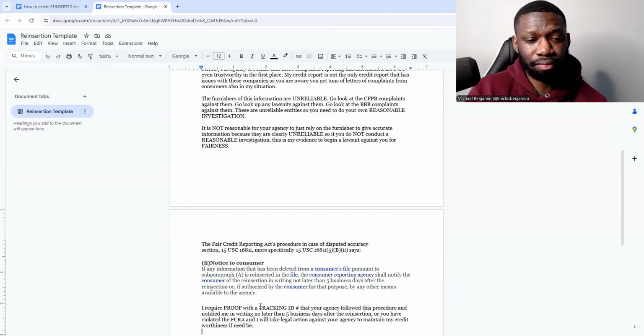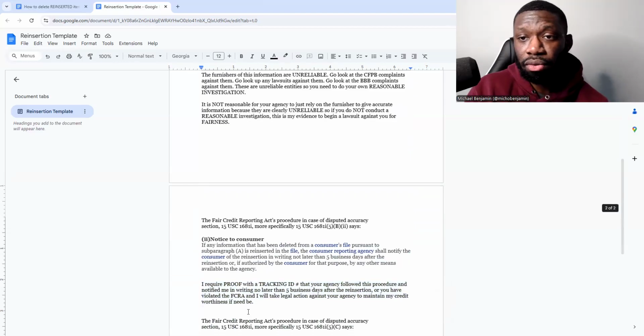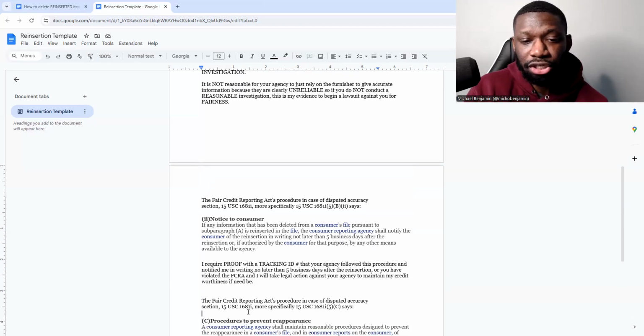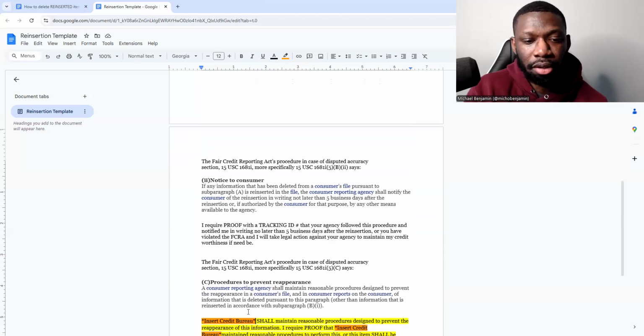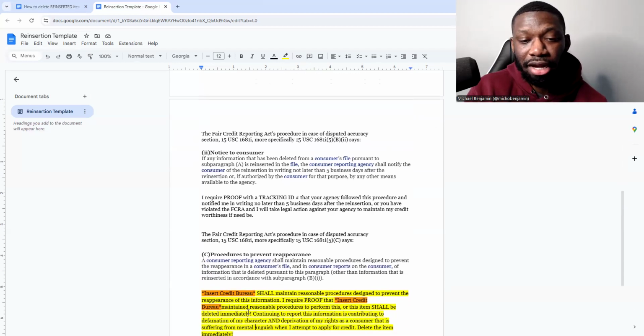not legal advice. And then I basically say I require proof with the tracking ID number, basically that they followed a procedure to satisfy what needs to be done for a reinsertion, which they're not going to be able to provide with you, right? And then I talk about procedures to prevent reappearance. And then I basically say that they shall maintain reasonable procedures designed to prevent the reappearance of this information. I require proof that XYZ.